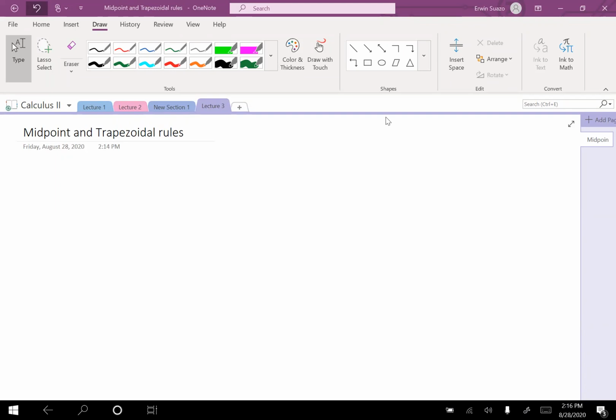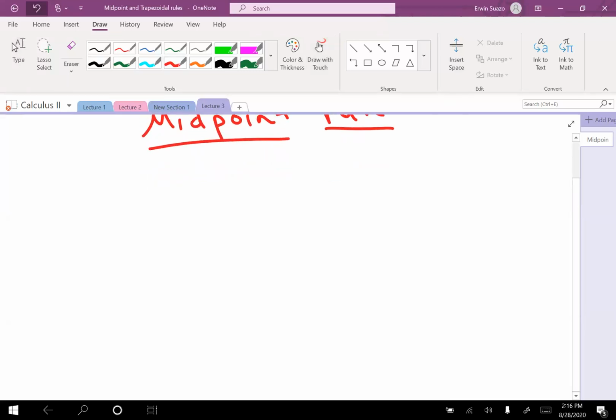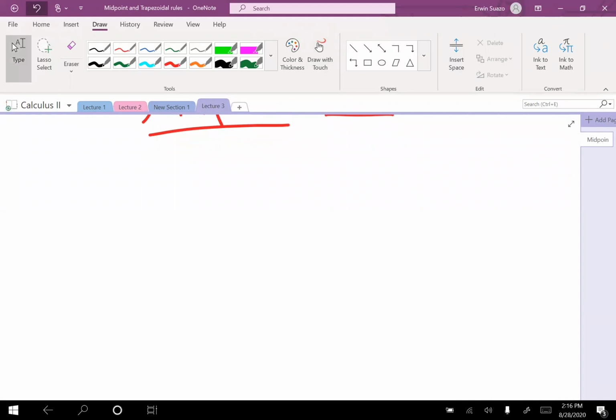Okay, so we're gonna do the midpoint. So we were working on the integral. We're gonna do the same example with the same function. That's what I mean. So let's start with the midpoint rule. So now, what I'm gonna do. So please, I hope you guys are taking notes, okay?